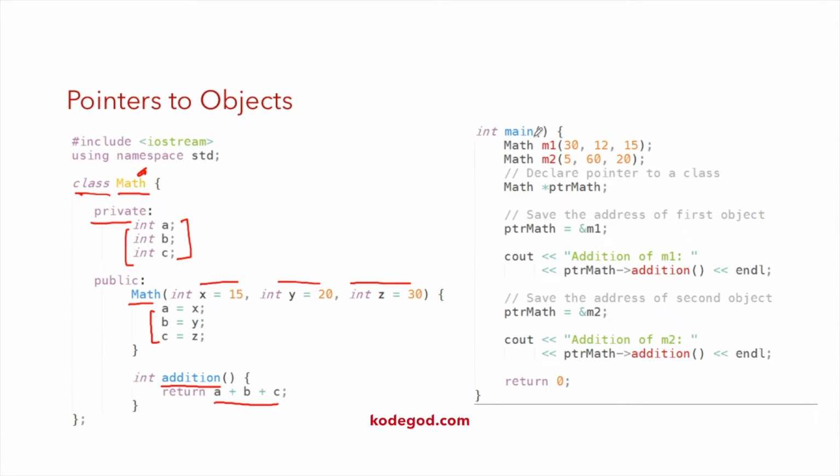And then in the main function I have created two objects, m1 and m2, to which I have passed these values. So these values will be overwritten with this set because I'm explicitly sending those values. So these initial values 10, 20 and 30 will not be used actually, because I'm explicitly sending a fresh set of values when I'm creating this object m1. And then we have one class pointer. So star ptr math is a pointer to object.